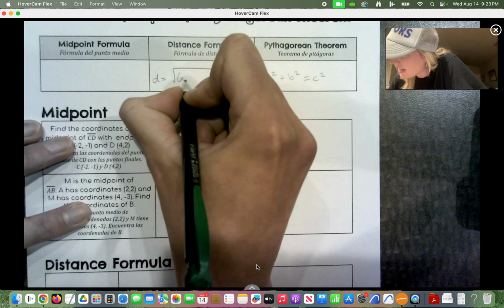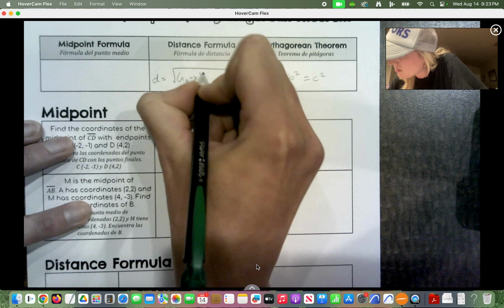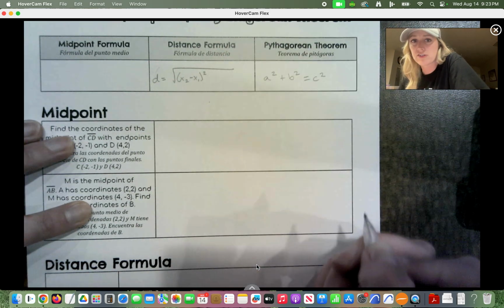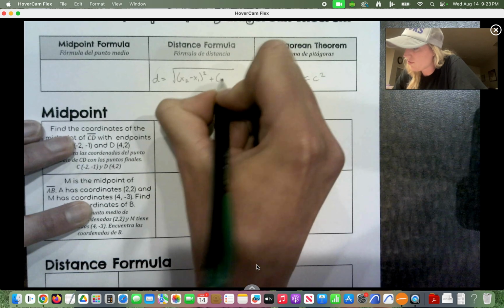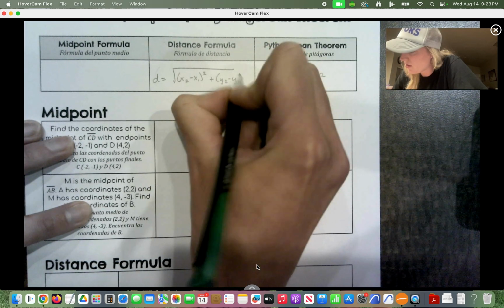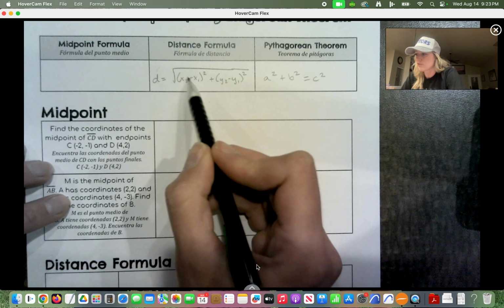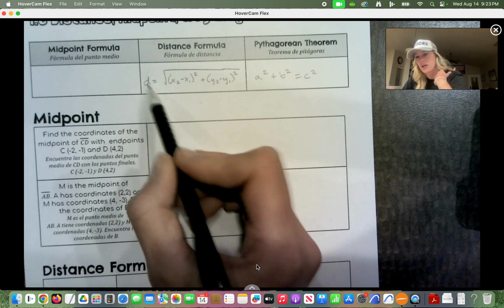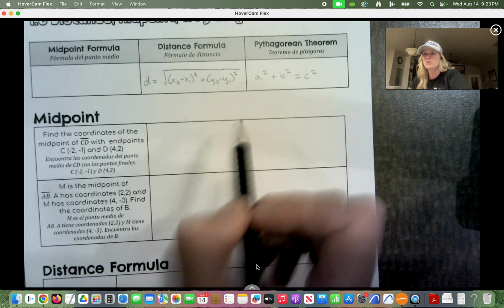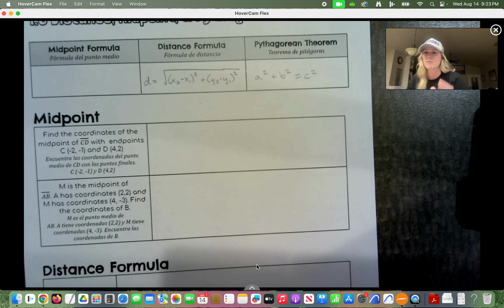All right, and it's x2 minus x1. That just means it's the second x coordinate minus the first x coordinate. And then plus y2 minus y1, same thing, second y coordinate minus first y coordinate, squared. So this is actually a squared and b squared, and this is c. But in order to do that without a picture, we have to find the length by subtracting those 2 coordinates.